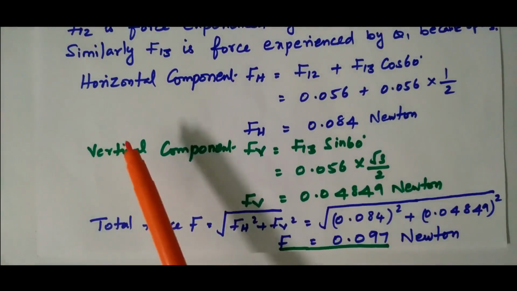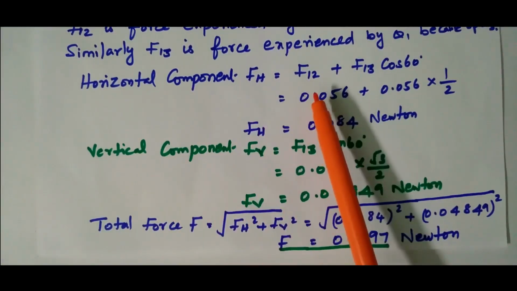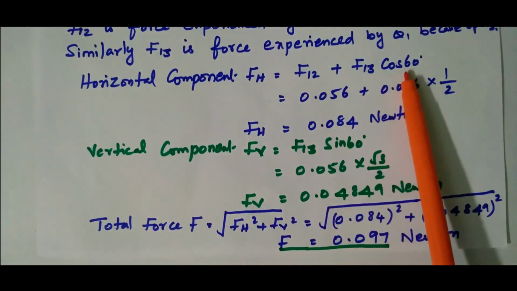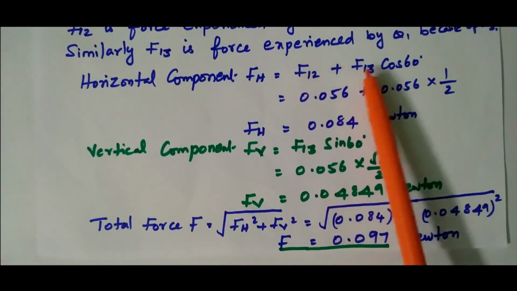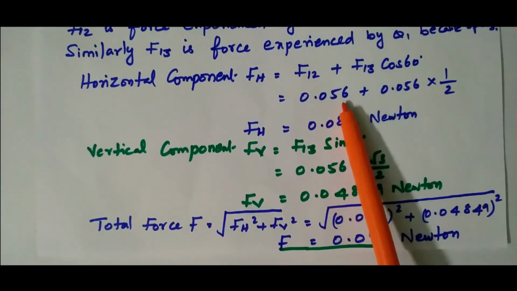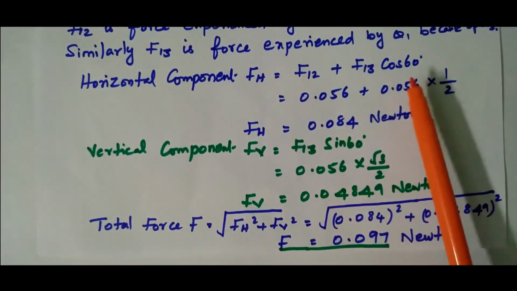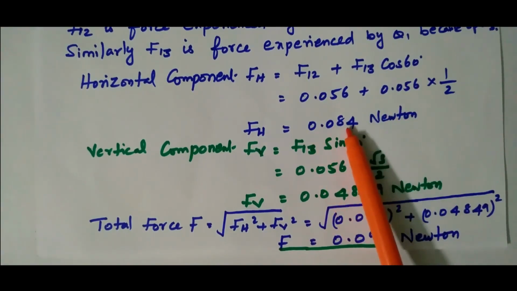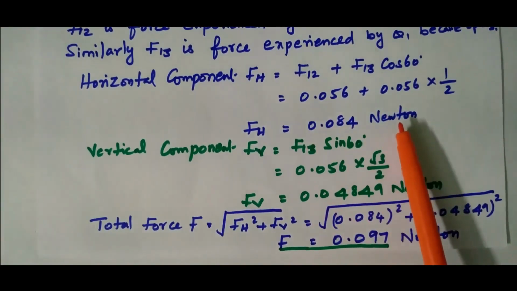Right. Now we'll see the horizontal component. There are two horizontal components, F12 plus F13 cos theta. Right? F12 and F13 both are equal. We can substitute 0.056 plus 0.056 into cos 60, which is 1 by 2. So it will be 0.084 Newton, the horizontal component.